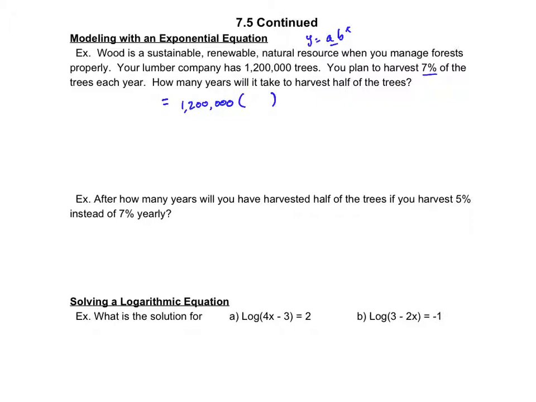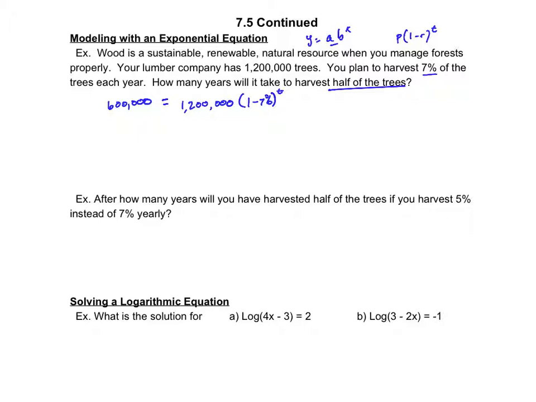And the rate is going to be 1 minus, and of course, we know that that should be the principal, 1 minus RT. 1 minus, and they're harvesting 7%, so that's going to be 1 minus 7% each year for some amount of time. And how many years will it take to harvest half the trees? And half the trees is going to be 600,000.